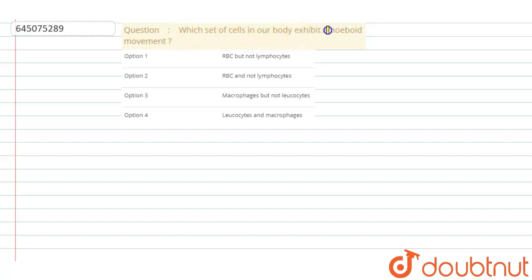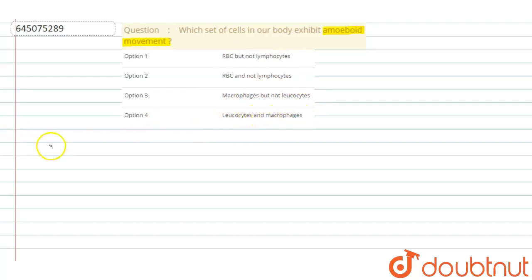Hello everyone, here we are having a question that says which set of the cell in our body exhibit Amoeboid movement. We are having four options. Option 1 says RBCs but not lymphocyte. Option 2 says RBCs and not lymphocyte. Option 3 says macrophages but not leukocyte, and option 4 says leukocyte and macrophages.